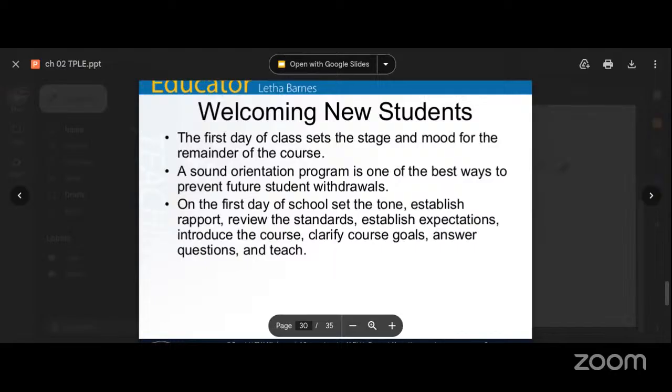No matter what happened on the first day, it's going to set in their minds until you blow it the next day and the next day and the next day. It says the sound orientation program is one of the best ways to prevent future student withdrawals, which means put it all on the table. We look at orientation, have time to work it, okay? And there's always a way to say something without pretty much saying it. You don't want to be rude to anybody, you want to remain kind, but you do want to have a really serious conversation.